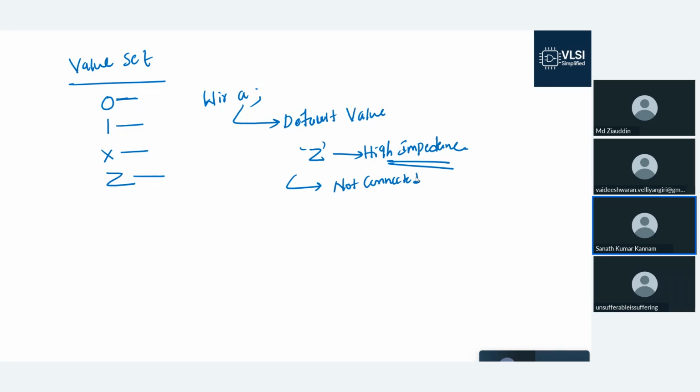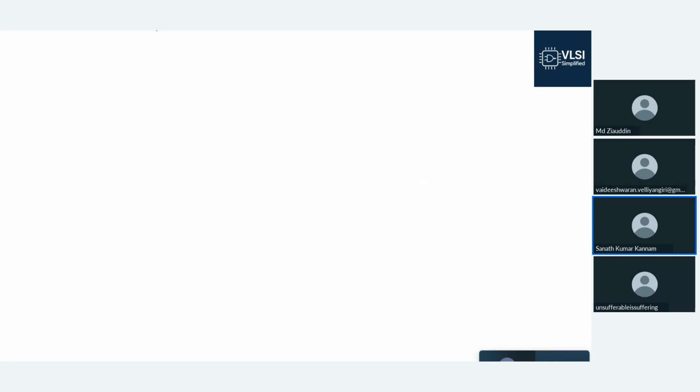Next, you see, in the net data type we have wire, wor, and wand. Wire, wor, and wand.